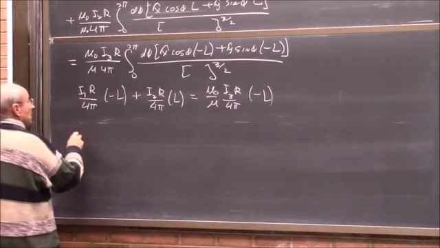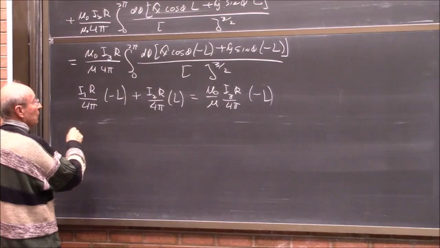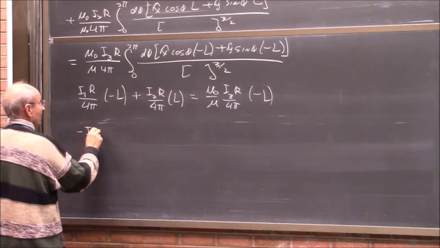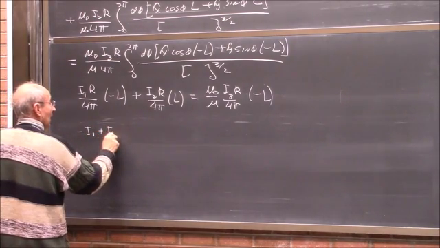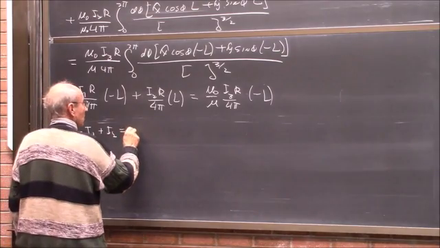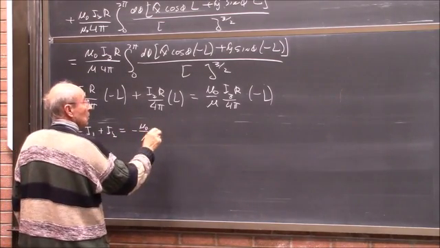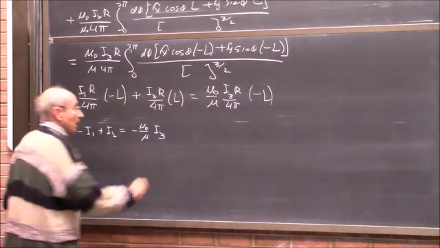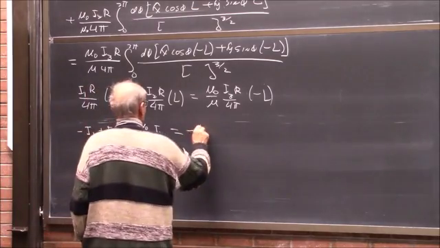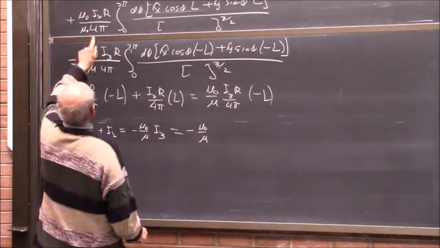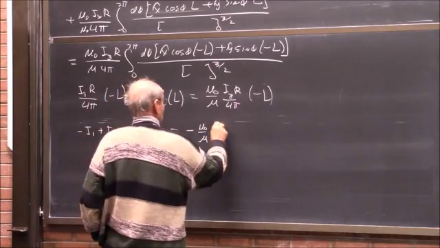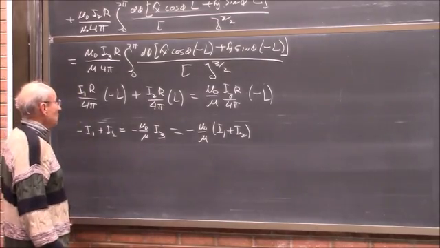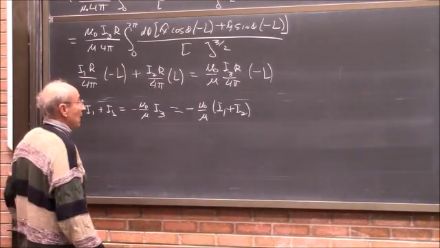And so this gives us, we can factor out the R over 4 pi's and the L, so we get minus I1 plus I2 equals minus mu 0 over mu times I3. So now we put in for I3 what we found it to be up there, namely I1 plus I2. And so now we can solve for I2 in terms of I1.